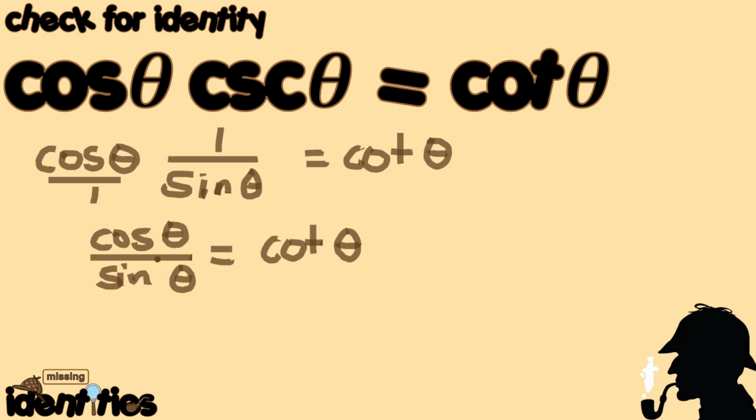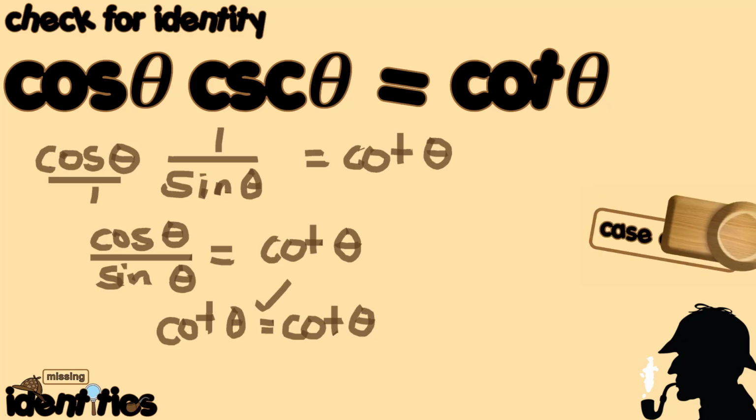Now in this case, cosine theta over sine theta is equivalent to one identity, and that's actually just simply the cotangent of theta. And our other side is also cotangent of theta. In this case, we already verified this given identity. This case for missing identity is now closed.